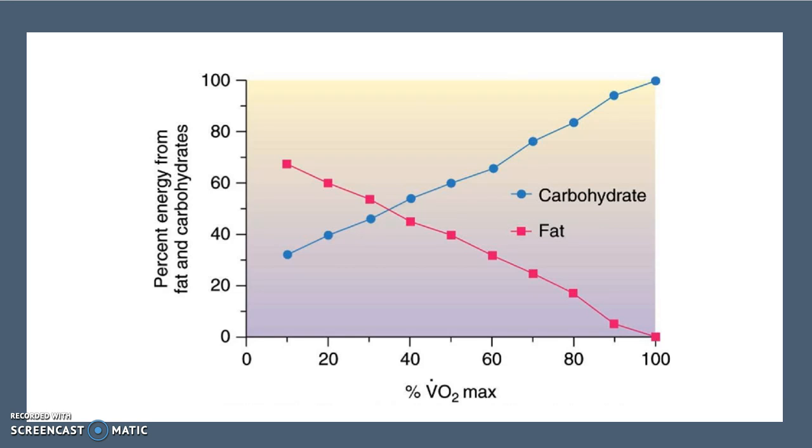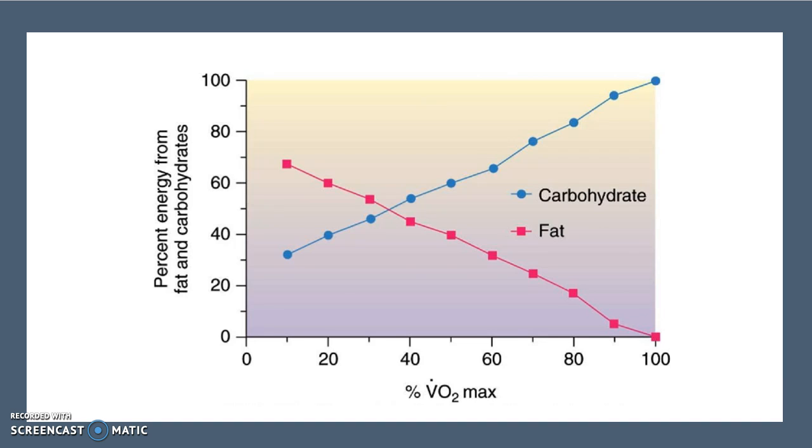At lower intensities, we tend to utilize fat as a substrate for energy versus carbohydrates. And at higher intensities, our body utilizes primarily carbohydrates at very high intensity. You can kind of see the crossover here, a little bit under 40% VO2 max. Our body starts to utilize carbohydrates, and this makes sense.